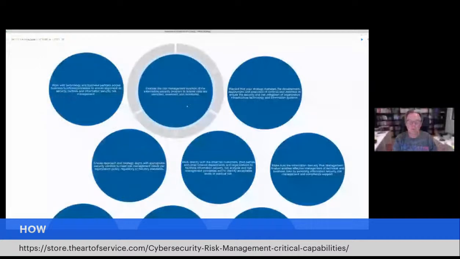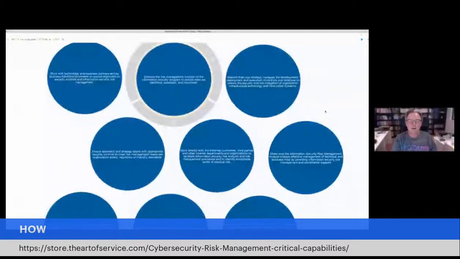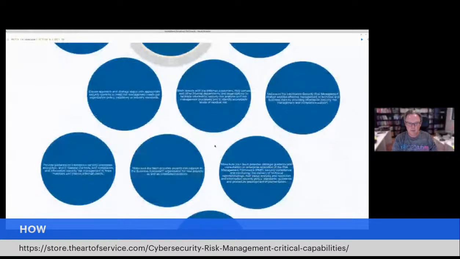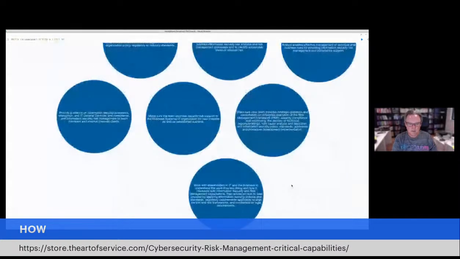Execute the risk management function of the information security program to ensure risks are identified, assessed, and monitored. Let's pick another one here. That goes down here. This is the top one. Make sure the team provides security risk support to the business systems.